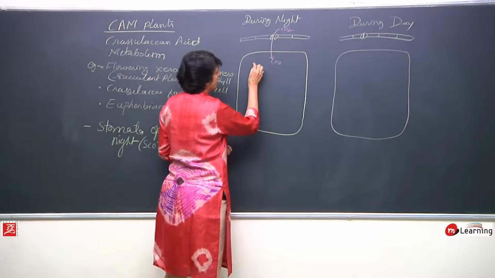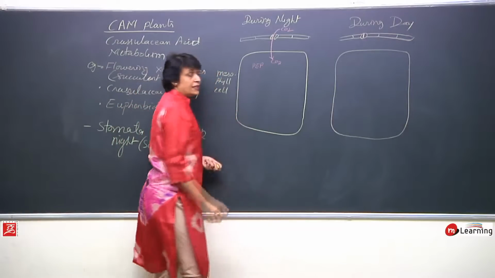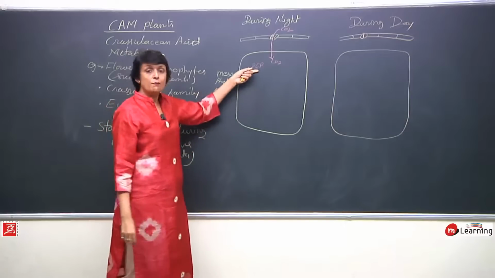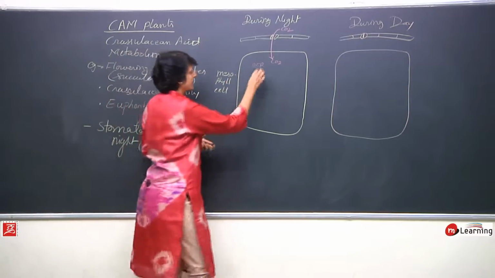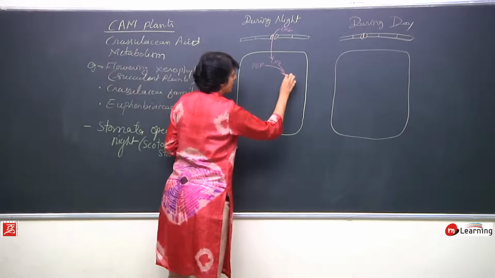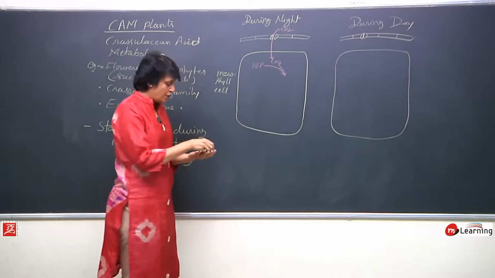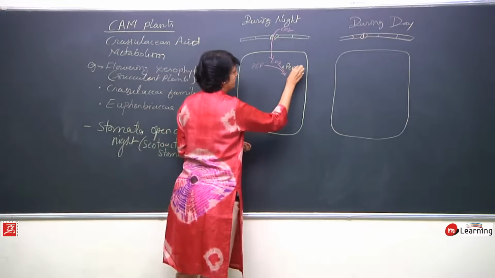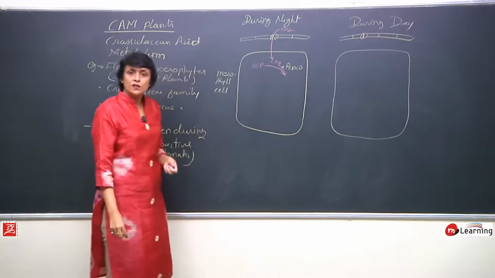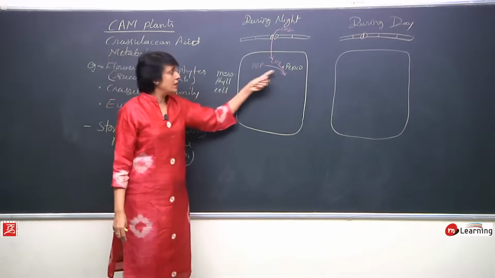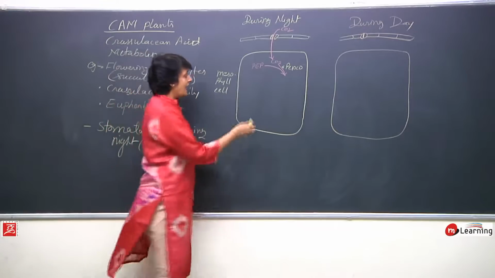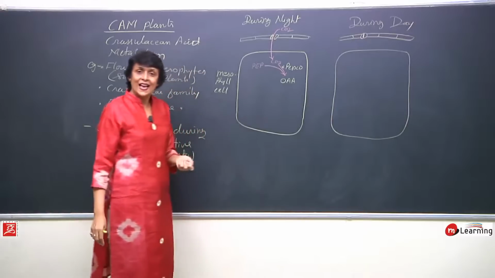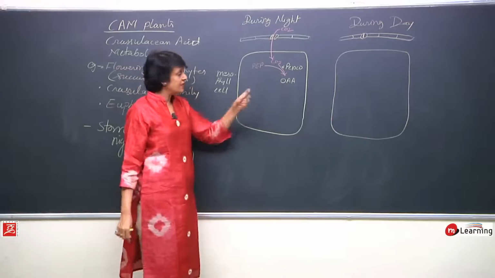This carbon dioxide is accepted by phosphoenol pyruvate, the same 3 carbon compound which we saw in case of C4 plants. The enzyme is going to be PEP carboxylase. So it will help in carboxylation of phosphoenol pyruvate, and the first stable compound will be oxaloacetic acid, same as C4 plants.